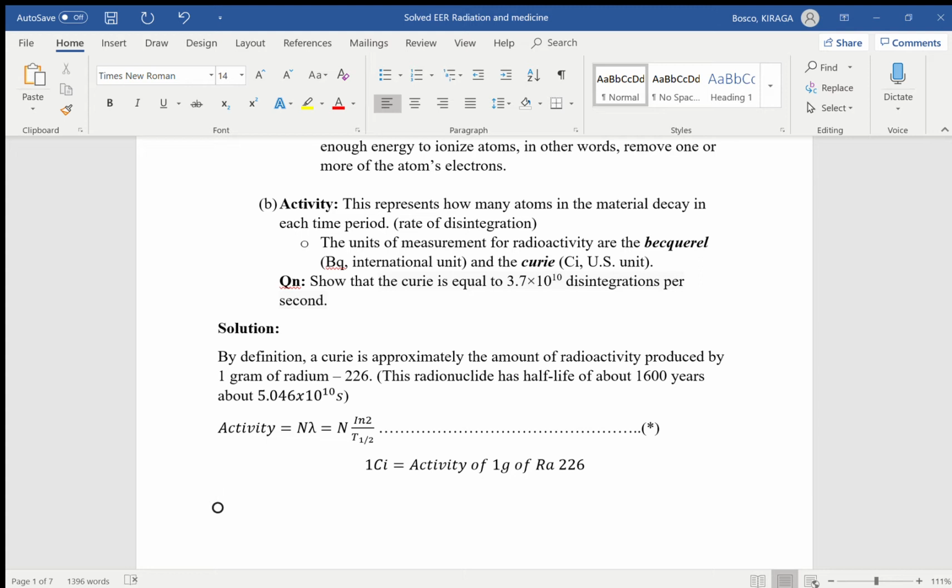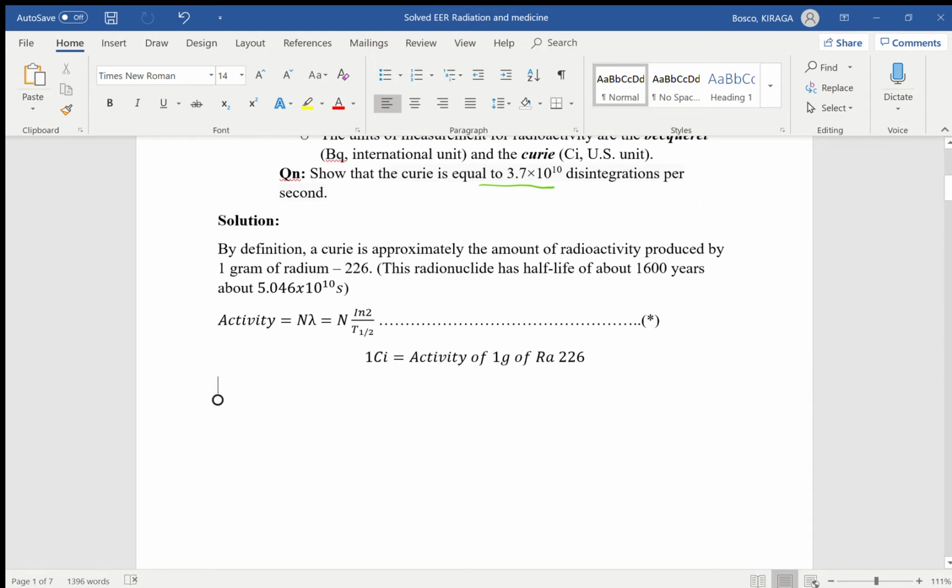question that we want to answer is, we want to show that 1 Curie is equal to 3.7 times 10 power 10 disintegrations per second. Now we go to the solution. So we cannot answer this question until we know the definition of 1 Curie.